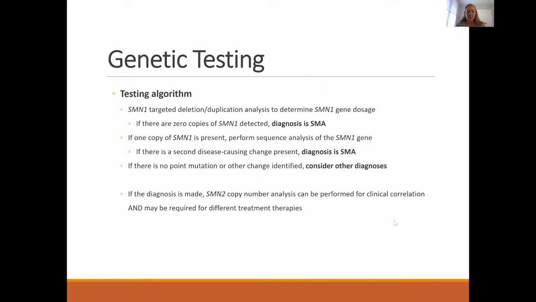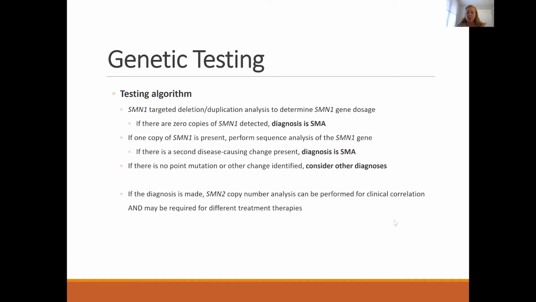So as far as our algorithm for genetic testing, most clinicians are going to start with deletion duplication analysis of the SMN1 gene. If there's 0 copies of this gene, then we can, of course, confirm the diagnosis. And again, if there's only 1 copy present, we can look for that second disease-causing change, and then that would confirm the diagnosis. If we don't identify any second change in the second copy of the SMN1 gene, then at that point, we would consider other diagnoses that could look very similar to SMA, but maybe less common in the population.